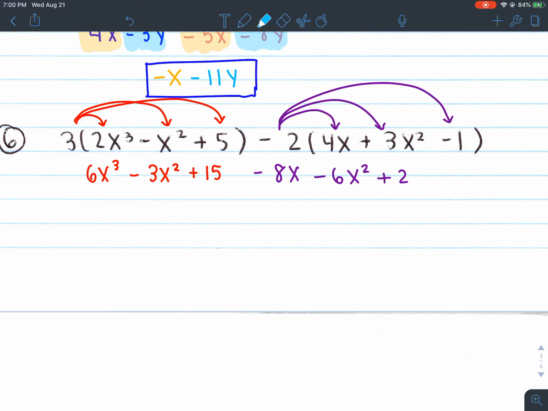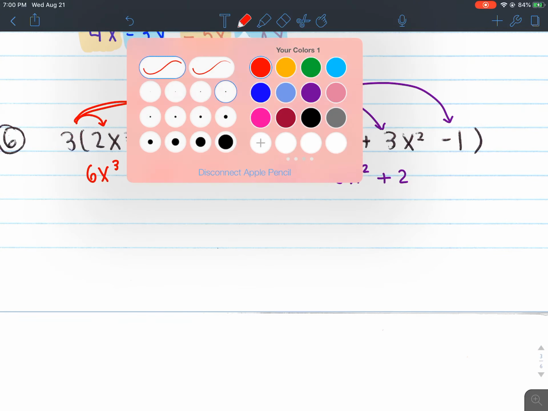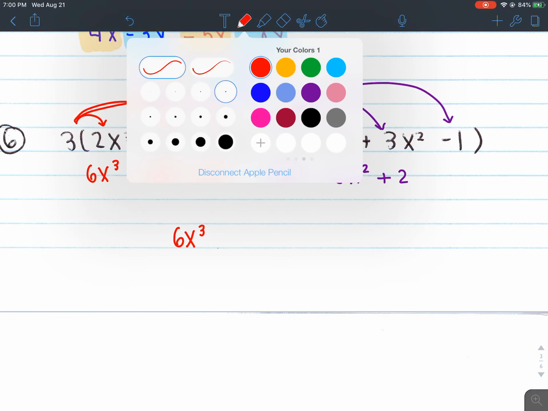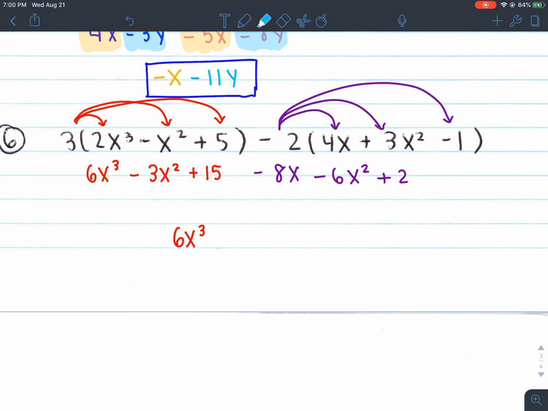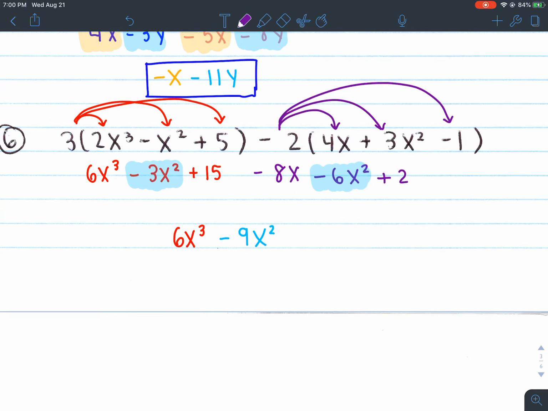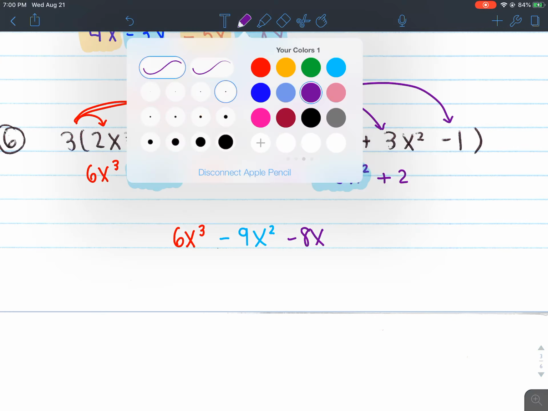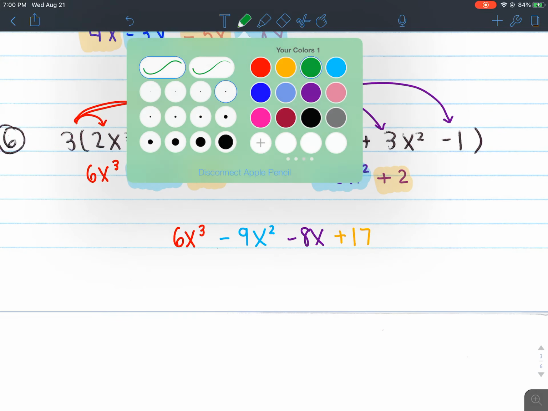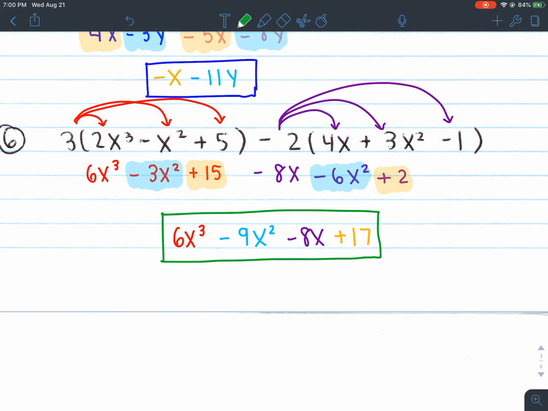All right, looking for like terms now. 6x cubed has no like terms with anything else, so 6x cubed is going to stay in the front. What about negative 3x squared? That I can combine with negative 6x squared, which is negative 9x squared. My negative 8x doesn't combine with anything, so that's going to stay. And lastly, I have one more like term, 15 plus 2, which gives me positive 17. So that's going to be my simplified polynomial there.